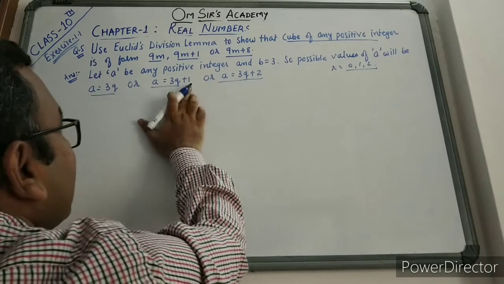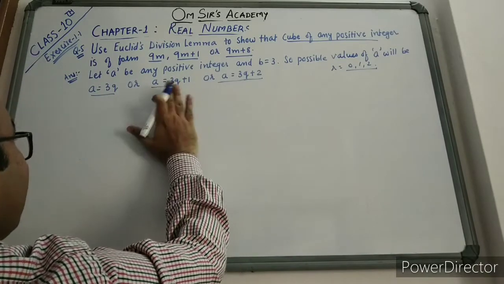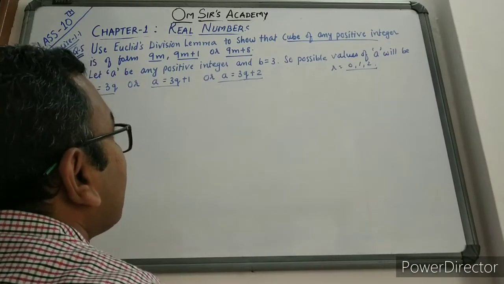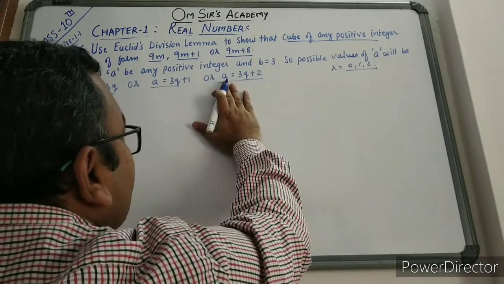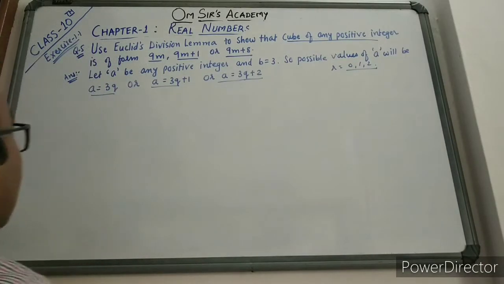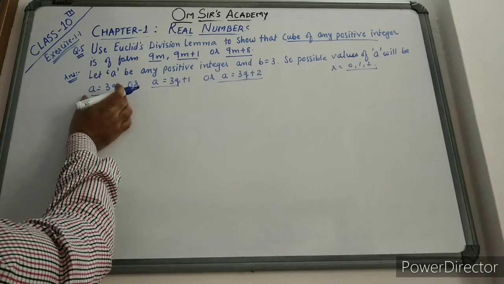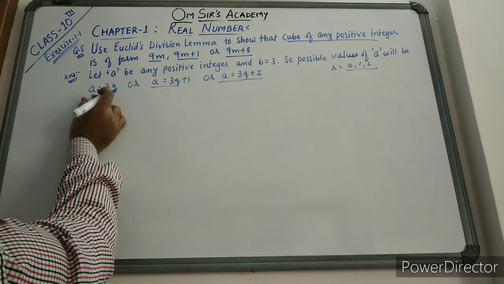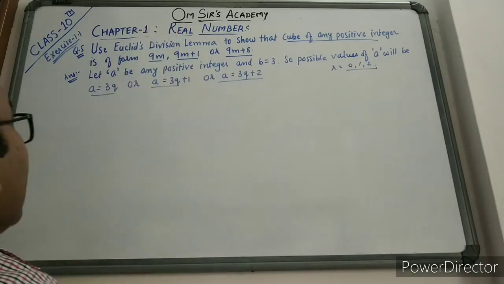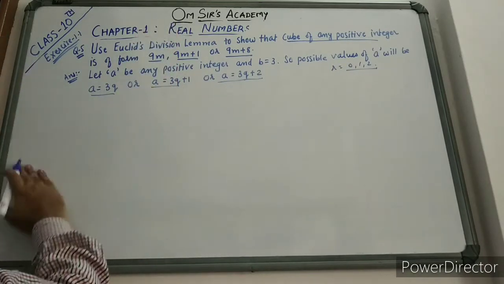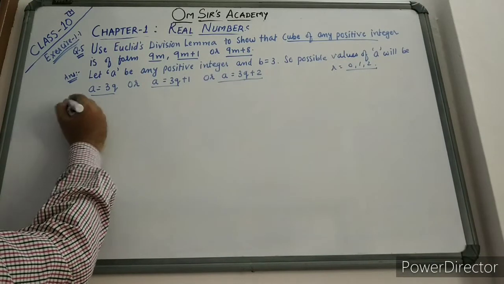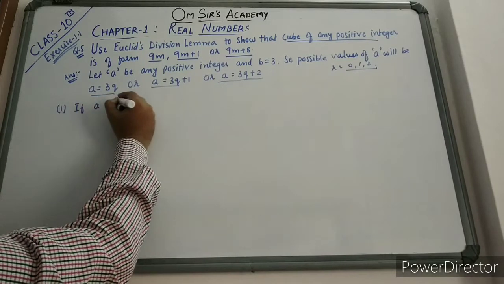In the second case the remainder is 1, so the possible value of a will be 3q plus 1. In the third case the remainder is 2, so the possible value of a will be 3q plus 2. Is it clear, friends? Now what I have to prove is that if I take the cube of this a, then it will be in the form of 9m plus 1 or 9m plus 8. So let us do the first one, that is if a is equal to 3q.